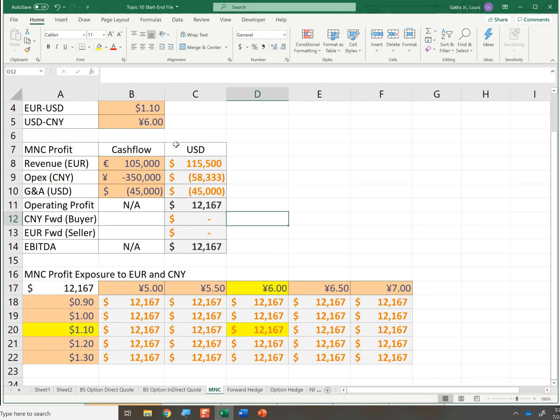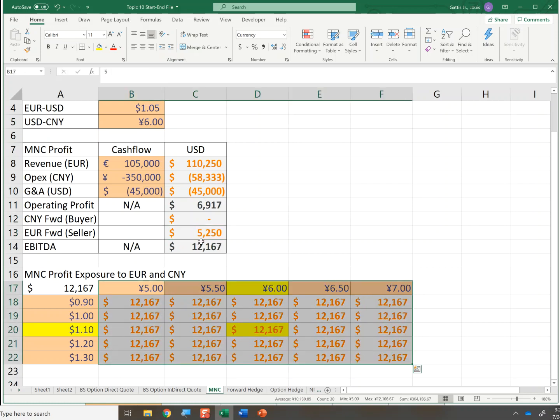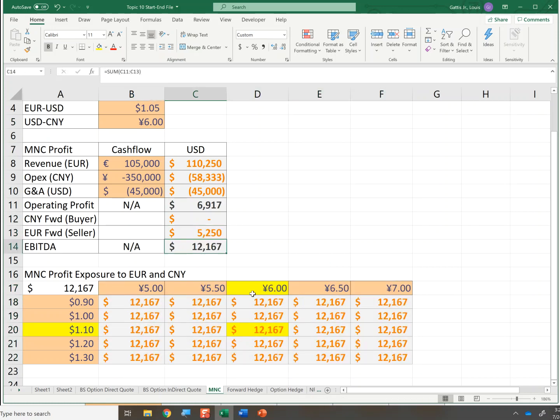So let's do an example. We're in B4. I'm just going to change the exchange rate to $1.05. So that's worse for them since the revenues go down. But notice they make money on the forward. And everything is still constant at 12,167 profit. I'm going to undo that.